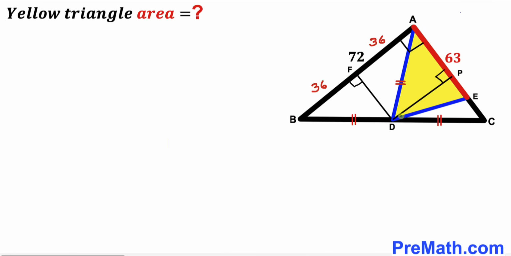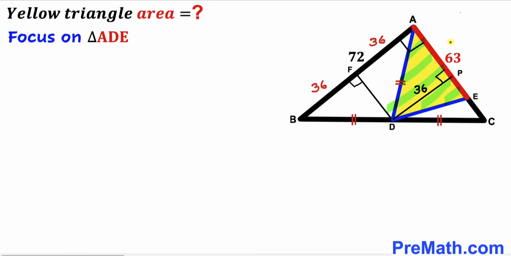And in this next step, I have dropped this perpendicular DP on this side AC. Now let's make an observation. We can see this angle is our 90-degree angle, this angle is 90-degree angle, and this angle is 90-degree angle as well. So therefore we conclude that this segment DP is going to be equal to this segment AF, and now we know this AF segment is 36 units. So therefore this DP segment is going to be 36 units as well.